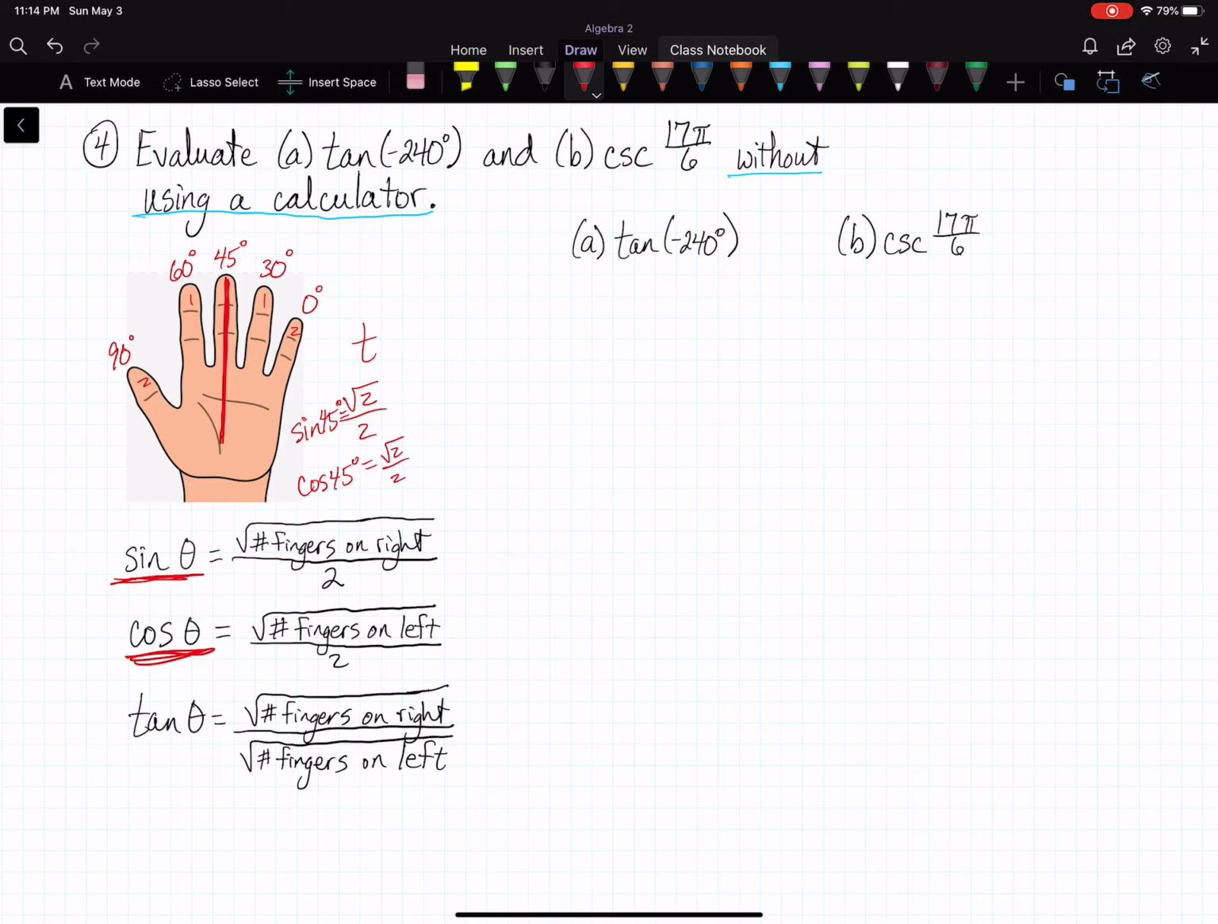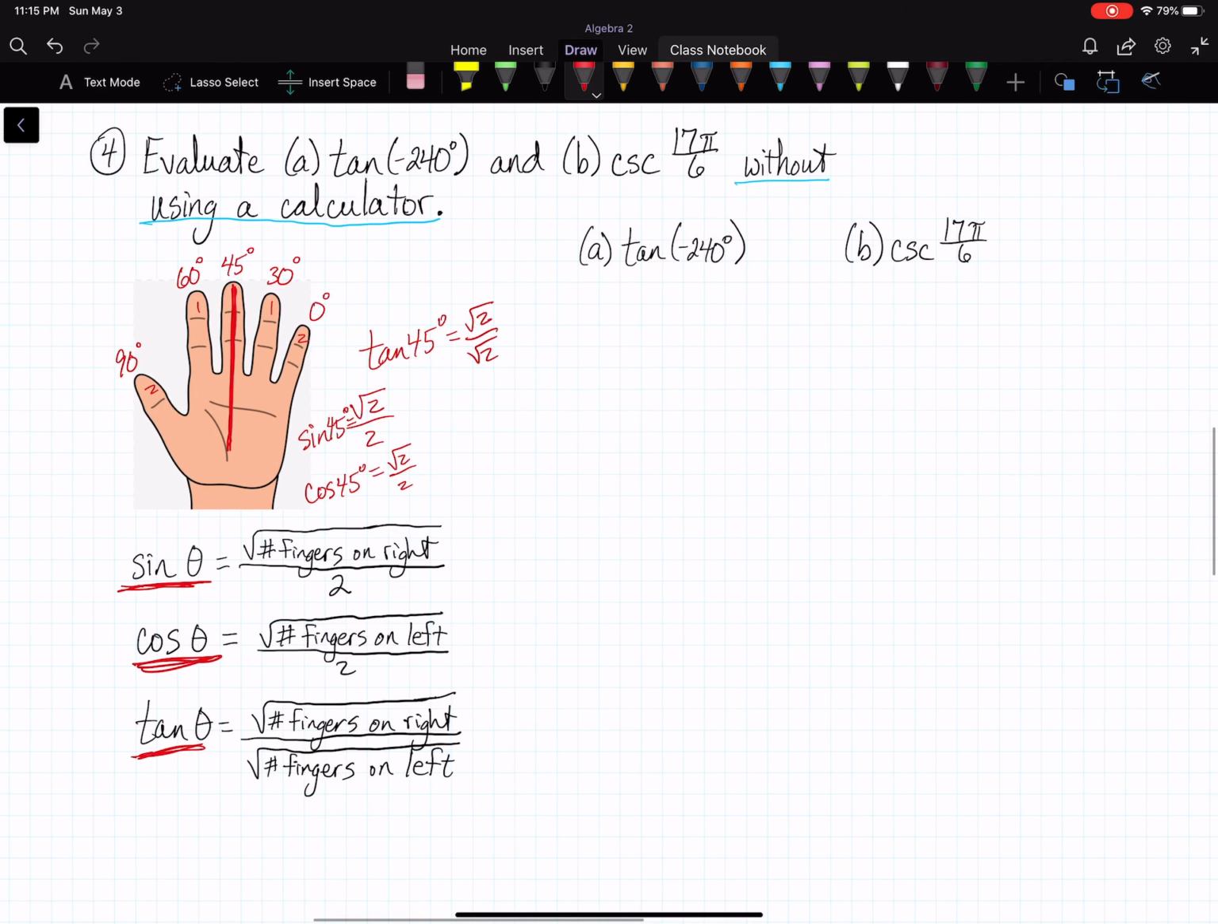For tangent of 45 degrees, you do the square root of the number of fingers on the right, divided by the square root of the number of fingers on the left. So that's going to be square root of 2 divided by the square root of 2, because there's 2 fingers to the right and there's 2 fingers to the left. So the tangent of 45 is just 1. And that's how you do it without using a calculator.